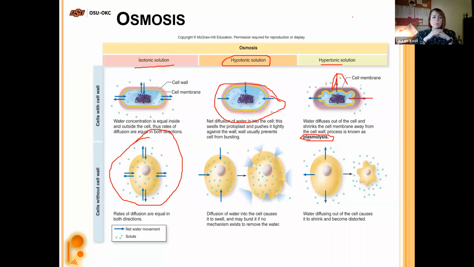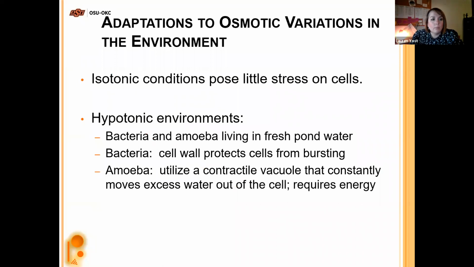Anyways, so you can see clearly that being isotonic is going to be more favorable for a cell for the most part than the hypotonic or the hypertonic. There are cells that are made, suited for those hypotonic or hypertonic conditions, depending, but they're specialized for that. The average cell, the typical one, that's not the case. All right. So yeah, this is those adaptations. So isotonic conditions, very little stress on the cells.